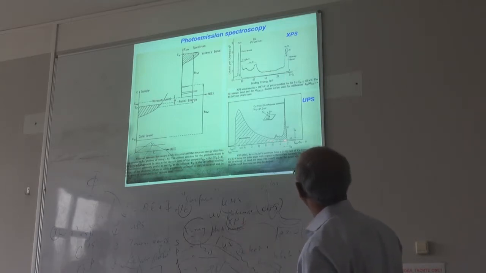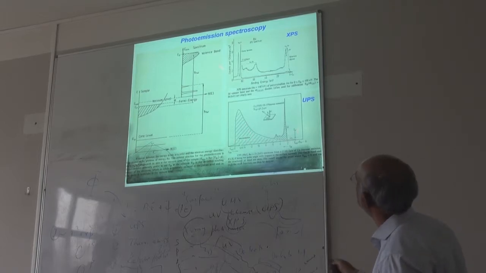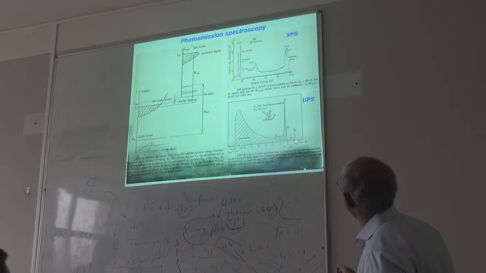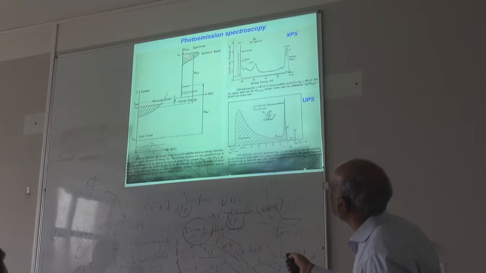If you look at the UPS picture, you can see this is more like the valence band here, right? Then after that you have a secondary electron, don't worry about that one. If you can measure this position, that will be directly your Fermi energy. That is this position here.